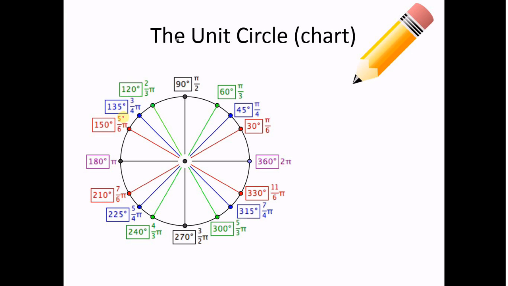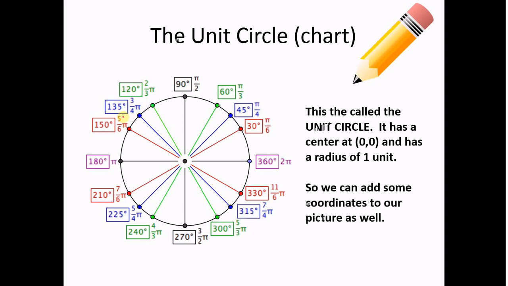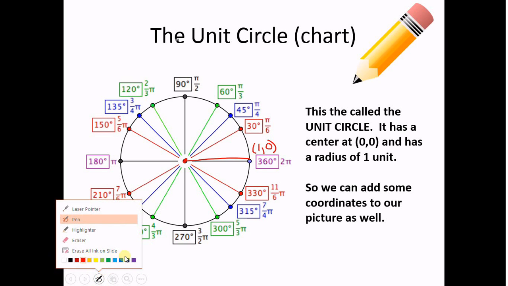Perfect. So your unit circle. This is what's called the unit circle. It has a center at 0, 0. It has a radius of 1 unit. What this allows us to do is add some coordinates to this picture as well. So, if my radius is 1, that means from here to here is 1 unit, right? So this would be 1, 0, because I didn't go up at all. So that would be 1, 0 for a particular unit.